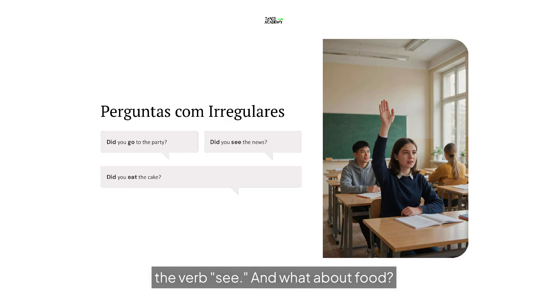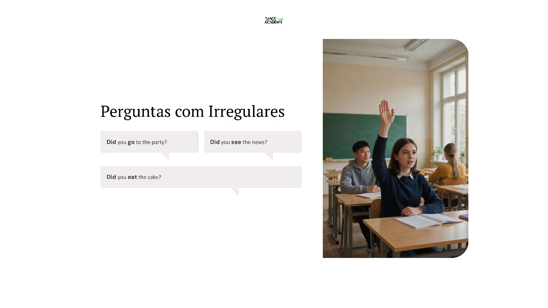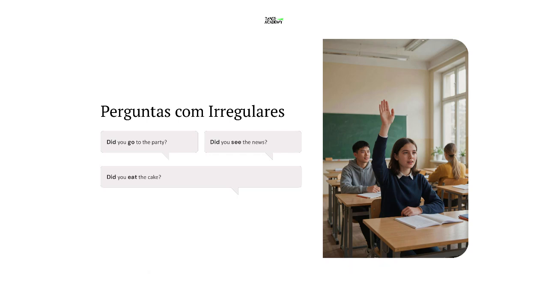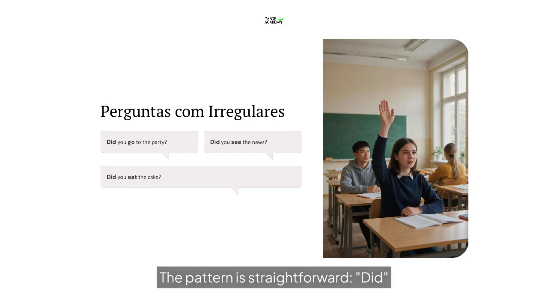And what about food? A classic question could be, did you eat the cake? This simple inquiry can lead to delightful conversations about favorite recipes or memorable meals. It's interesting to observe how such questions can evoke shared memories, bringing people closer together. When forming these questions, remember that you're using the same structure regardless of which verb you're asking about. The pattern is straightforward. Did, plus the base form of the verb. This consistency makes it easier for you to form questions naturally in everyday conversations.